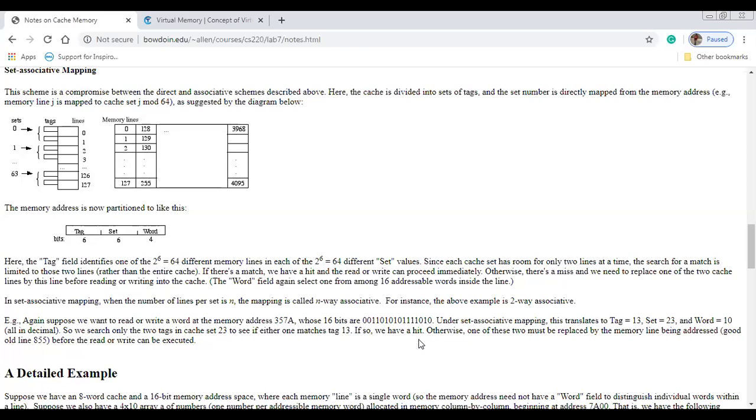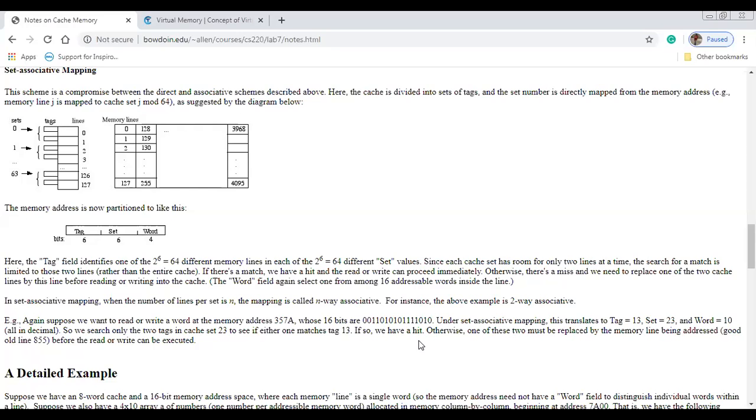There are 2 tags in cache set 23, to see if either one matches tag 13. We need to search tag 13 in cache memory and tag 13 in the main memory. If these two are matched, then we can say that is a hit. The word in that cache memory should match, then we say it is a hit. If it is not matching, then these two values will be replaced from the main memory, whatever the value is there in the main memory.